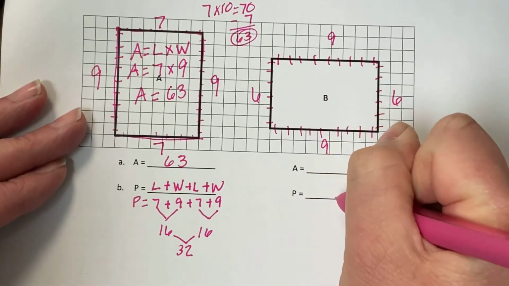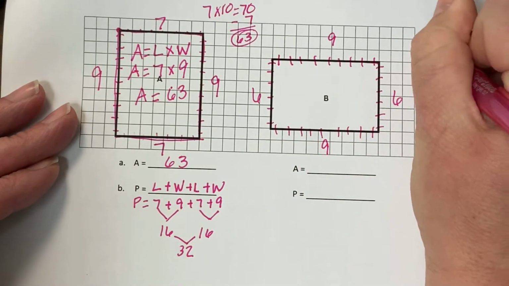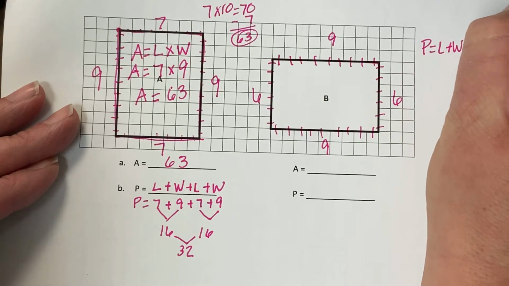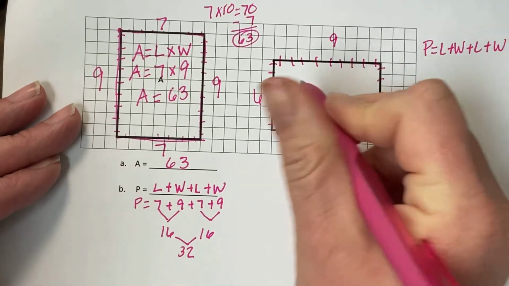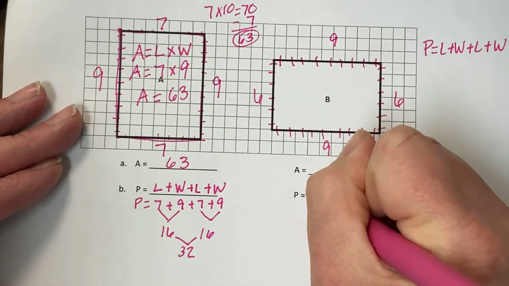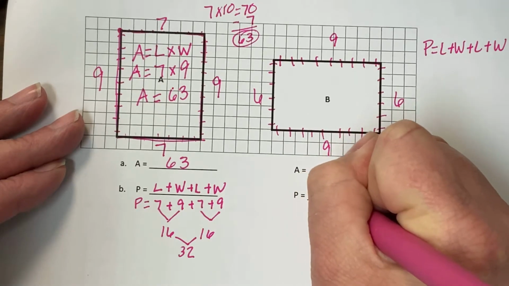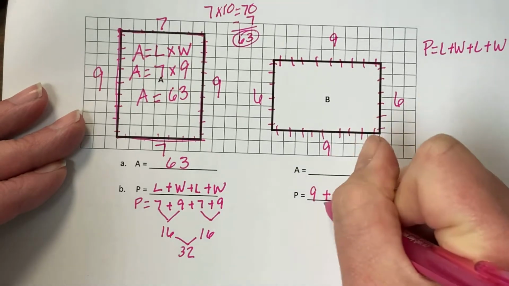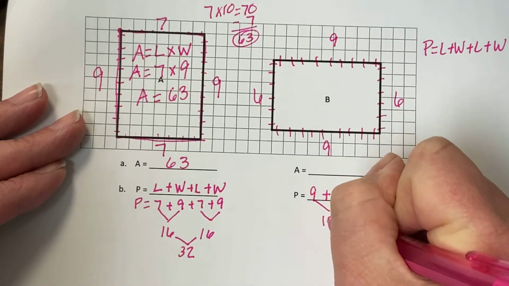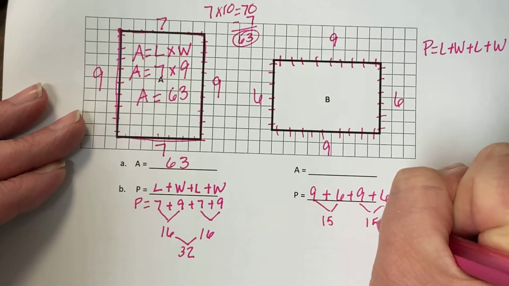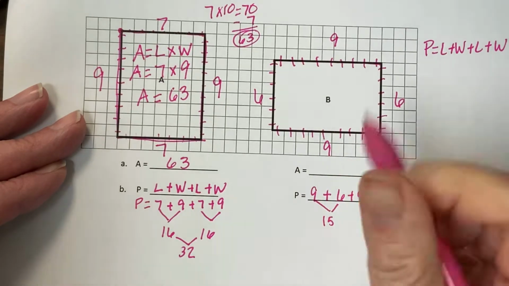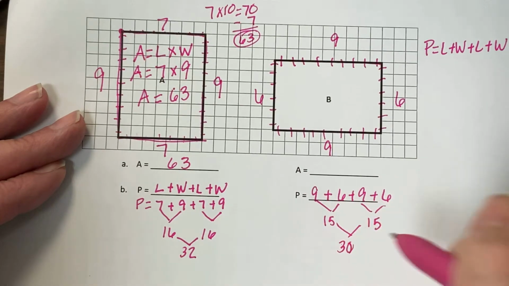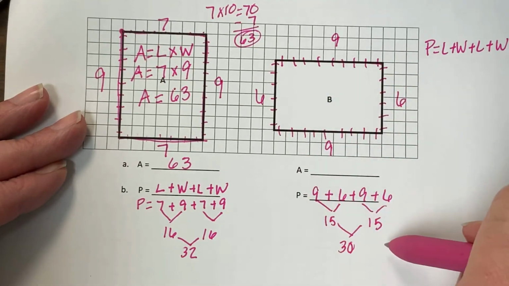So perimeter equals length plus width plus length plus width. So that means for my perimeter, I would have 9 plus 6 plus 9 plus 6. And if I add those two together, I get 15. If I add these two together, I get 15 because I made a 10 and then what I had left over. And then I know 15 plus 15 is 30. So my perimeter for this is 30.